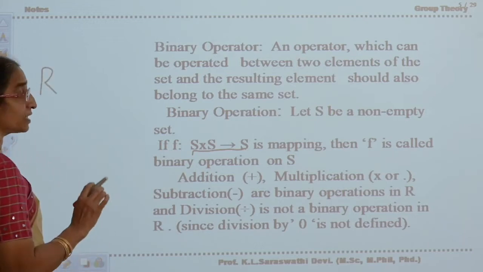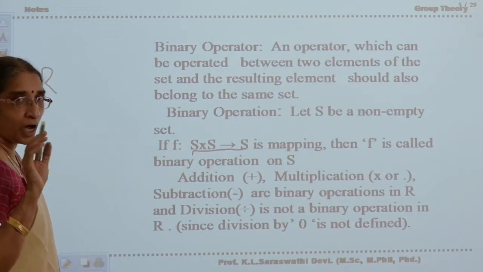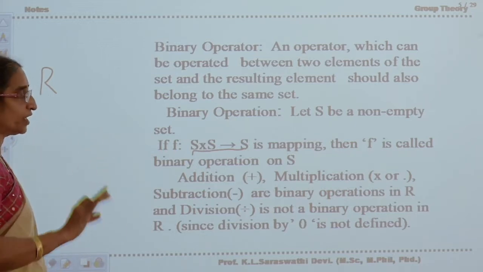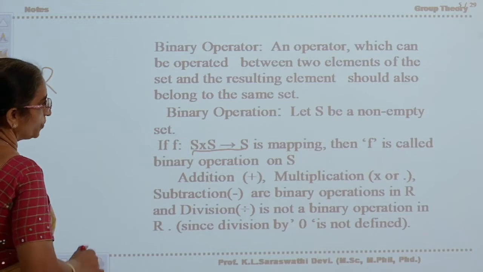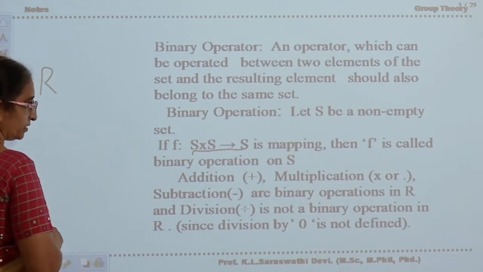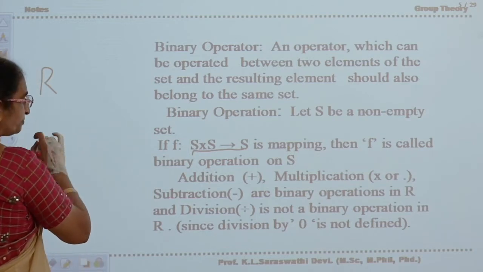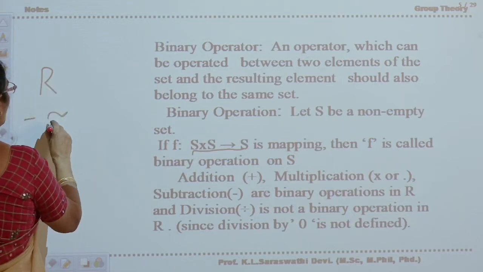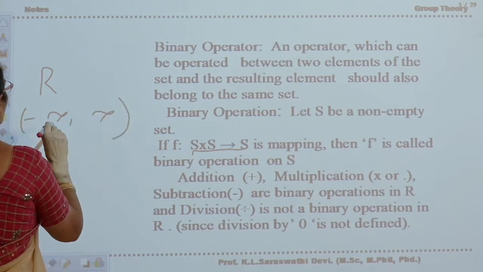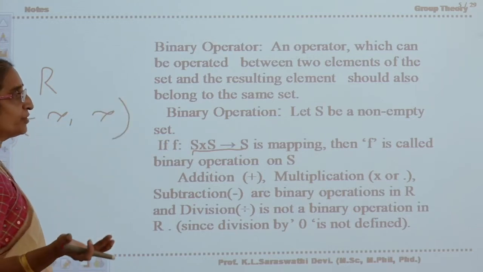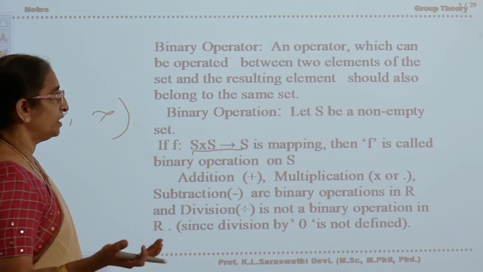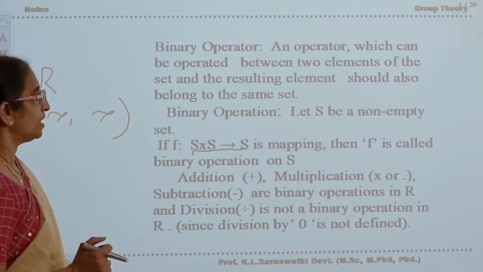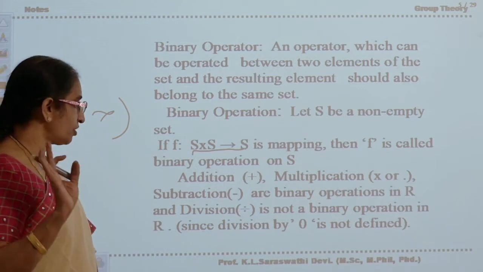R will denote the set of real numbers, or the set of real numbers is denoted by R. If you take R, it is minus infinity to infinity. The sum, product and multiplication of two real numbers is again a real number. Subtraction of two real numbers is also a real number.